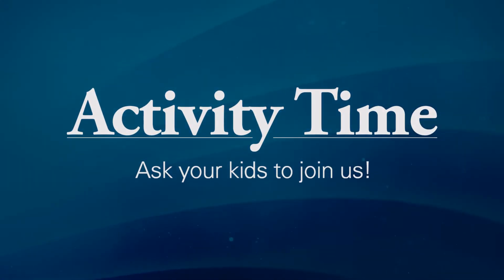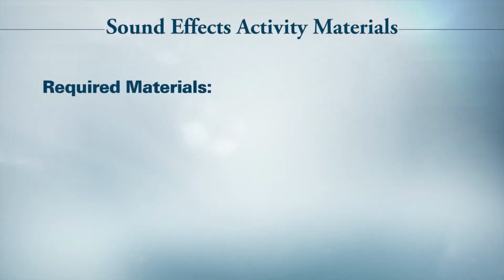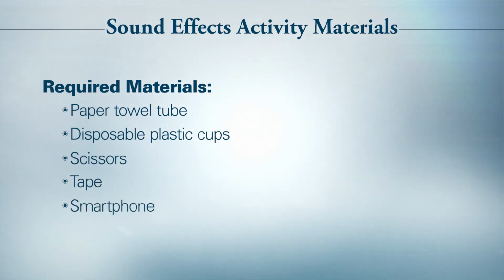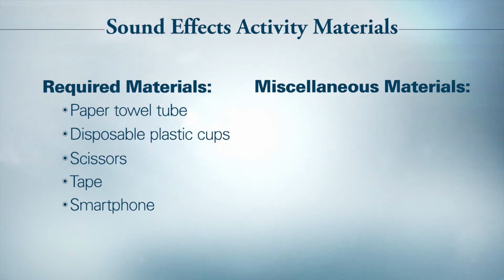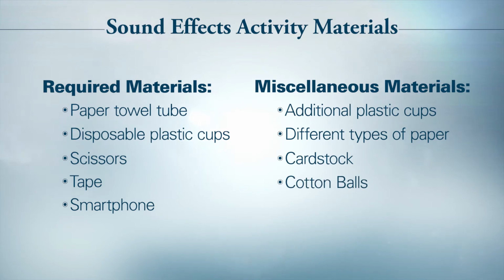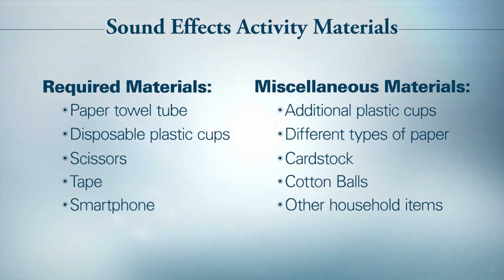Now that we've taken a look at what NASA's doing about that with their research, let's take a look at an activity that you can do. The required materials are a paper towel tube, disposable plastic cups, scissors, tape, and a smartphone. Some other miscellaneous materials would be additional plastic cups, different types of paper, cardstock, cotton balls, or other household items that you might have lying around that you decide within your engineering design process you'd like to use. But I'll let you know when that opportunity is for you to use those miscellaneous materials.